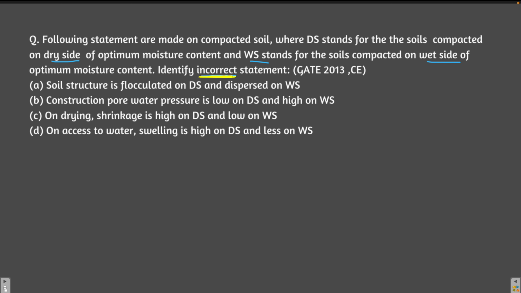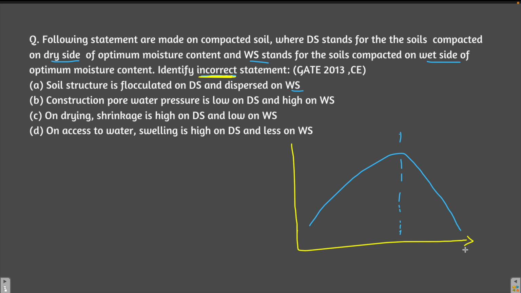Okay. So the first statement is the soil structure is flocculated on the dry side and dispersed on the wet side. So if this is the compaction curve, here is the water content and there is the dry density of the soil, gamma D. This is the optimum moisture content, OMC. On the drier side of the optimum moisture content, the soil has a flocculated structure. This I have explained in a detailed way in my theory video, so please go through it if you haven't. Okay, so the first one is the correct statement. I'm marking it correct. And here the soil has a dispersed, oriented structure on the wet side.